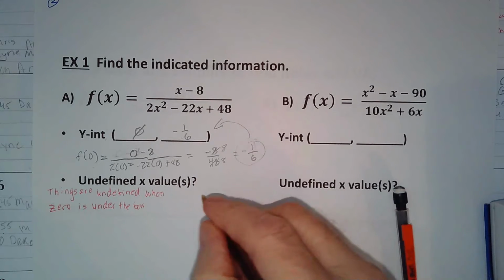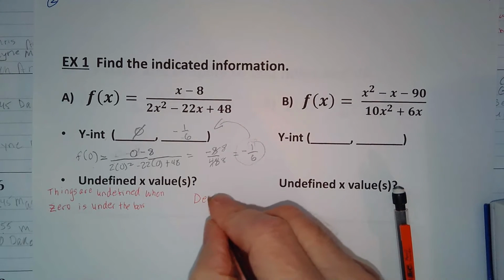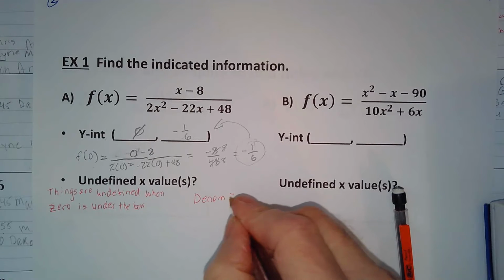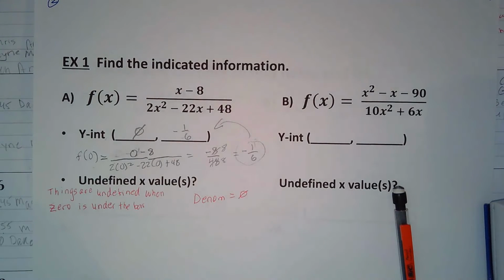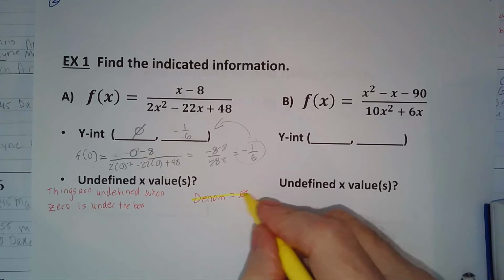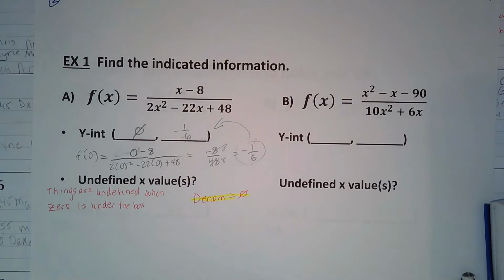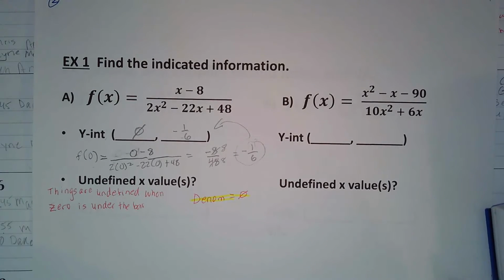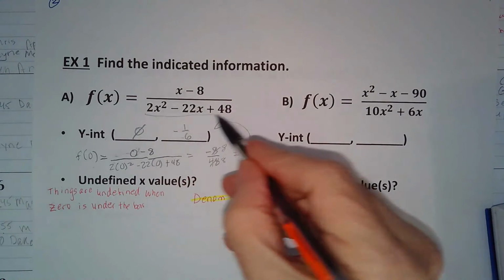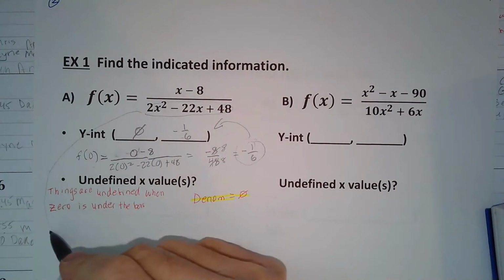So your denominator is going to equal 0. That's where you're going to find an undefined x value. All right, so how do we find that? What we're going to do is take the denominators. This is the denominator up here. We're going to bring it down here.